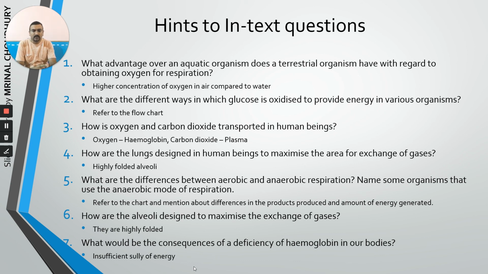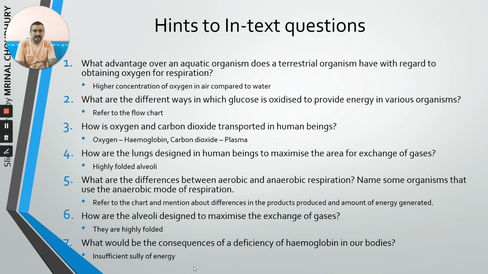What are the different ways in which glucose is oxidized to provide energy in various organisms? You have to speak about aerobic and anaerobic respiration in the presence and absence of oxygen. How are oxygen and carbon dioxide transported in human beings? Just now we spoke about that transportation process using the hemoglobin as well as plasma.